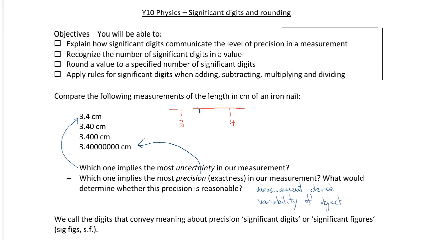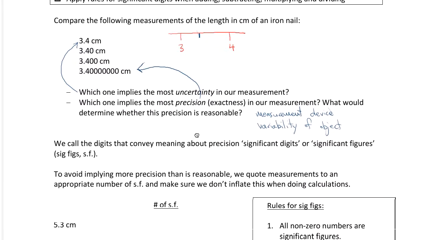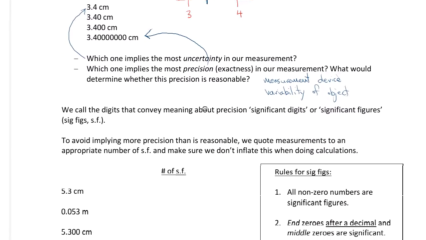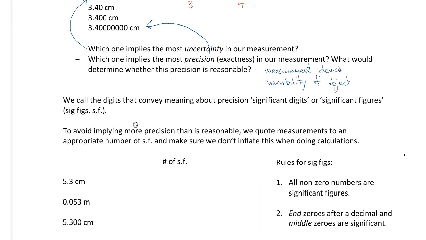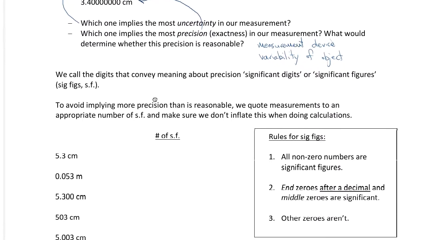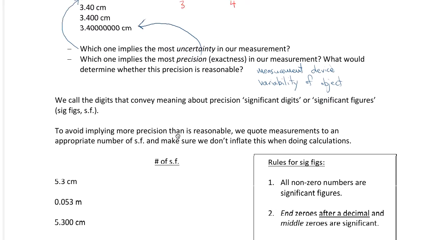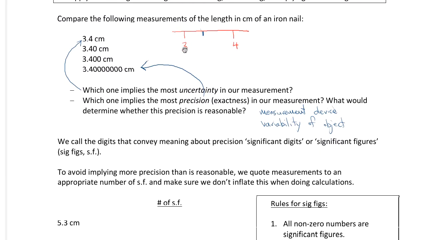Now, we call digits that are telling us something about the precision of our measurement significant digits or significant figures. And you'll see that abbreviated as sig figs or SF. And we want to avoid implying more precision than is reasonable. So we need to quote things to an appropriate number of significant figures. For example, we wouldn't want to use, again, this ruler and report that measurement.